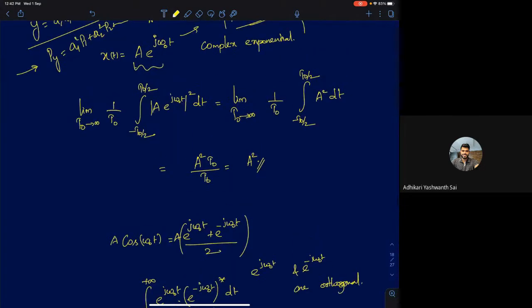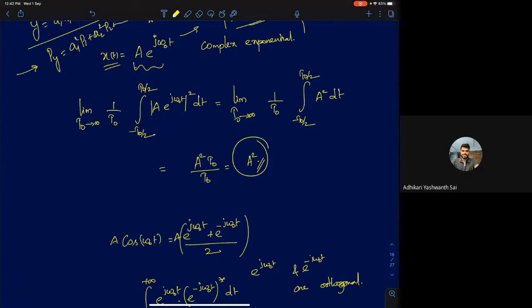In fact, you don't have to use that. You can use the direct, standard way. Take mod of x of t the whole square dt, and if you compute the power, you will immediately get a square.